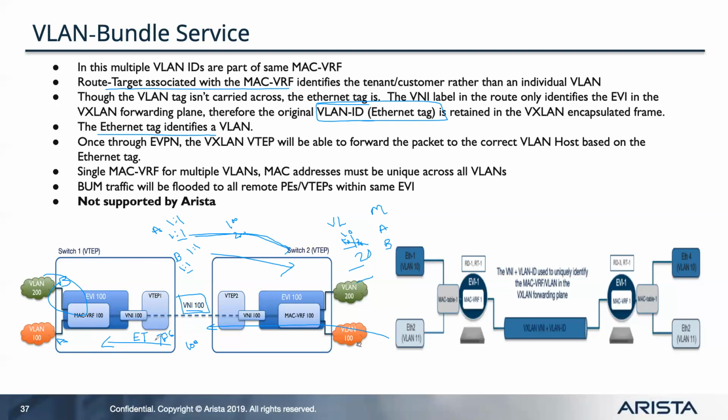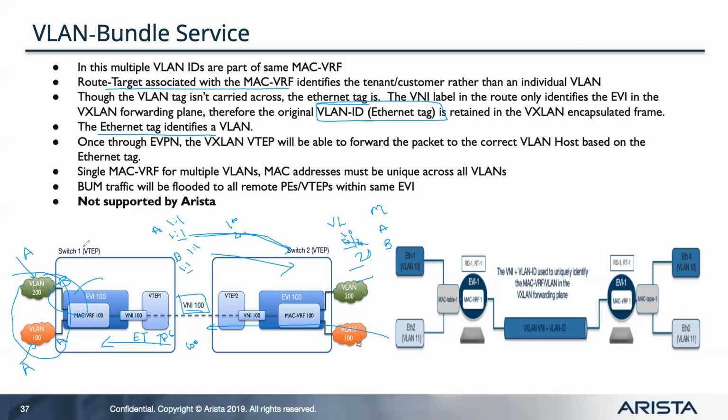Now, there are few issues with this. So one is because this is one single MAC VRF for all the VLANs, the limitation is you should have unique MAC address for each VLAN. So that means you can't have MAC A learned on VLAN 200 and same MAC A learned in VLAN 100 also. That is not possible with this particular VLAN bundle service. So you should have unique MAC for each VLAN.